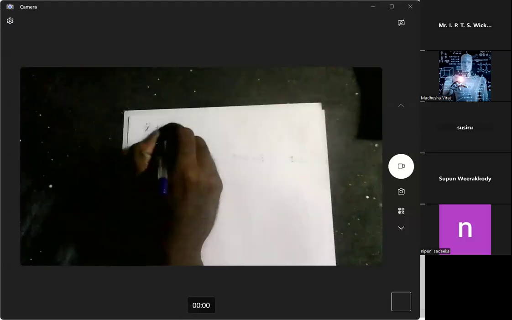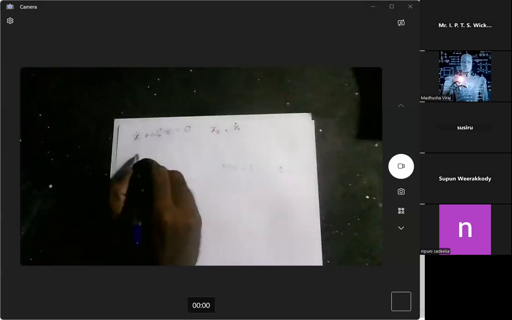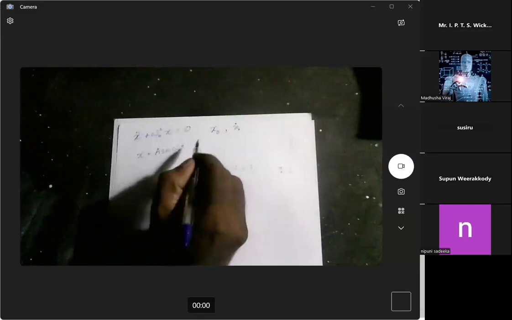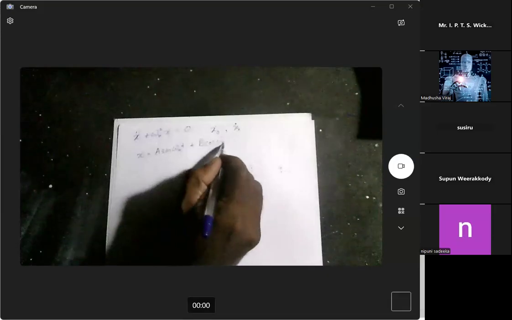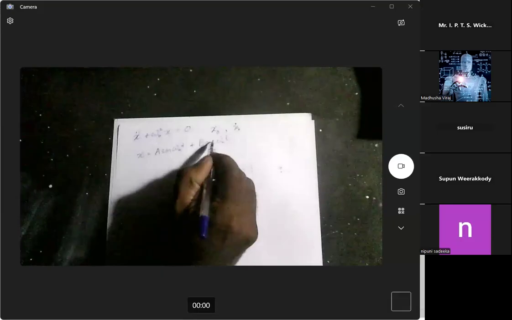So we have the governing equation x double dot plus omega n squared x equals 0, and we have given the solution, and also we have the initial conditions x naught and x dot naught, both are given, and the general format of the solution is x equals A sine omega n t plus B cos omega n t, right?